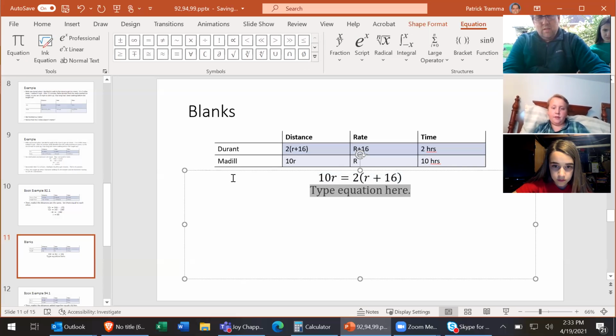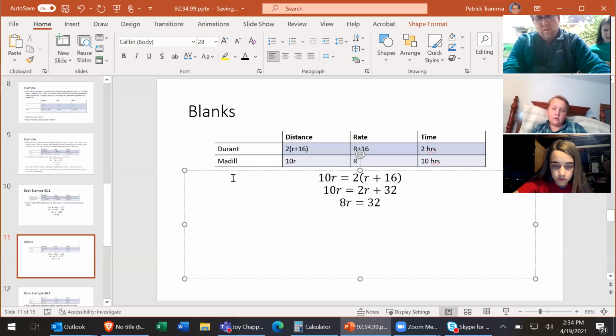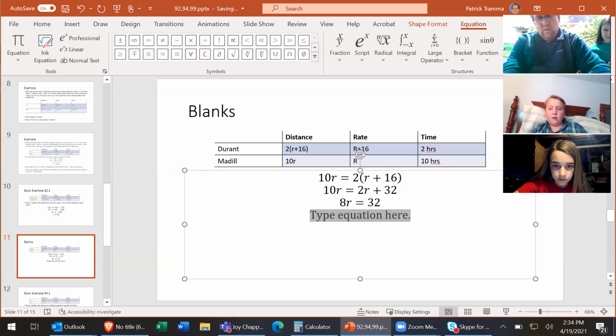Do you distribute the 2? 2R plus 32. Very good. Then what? Subtract 2R from both sides. 8R equals 32. And then R equals 4.